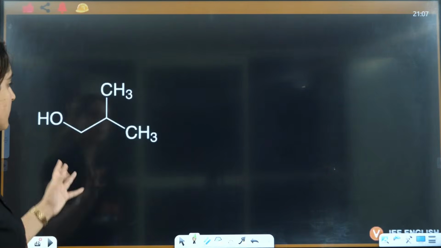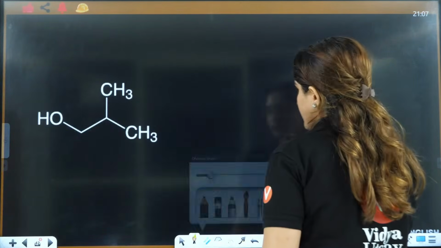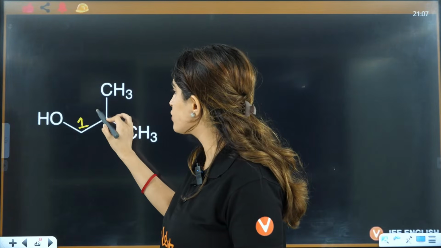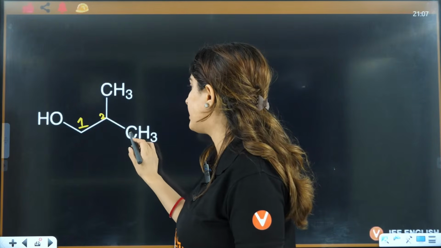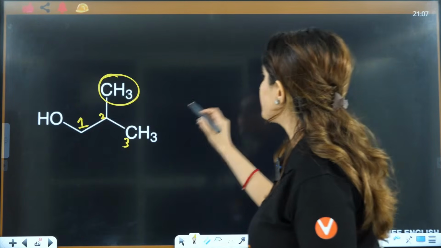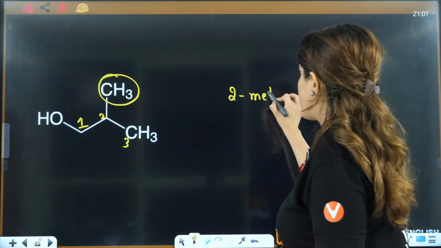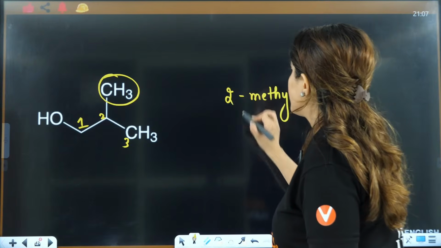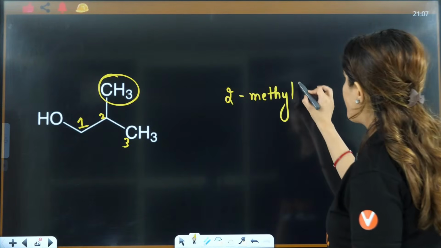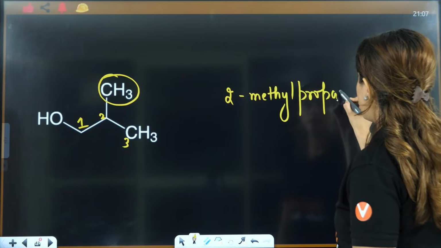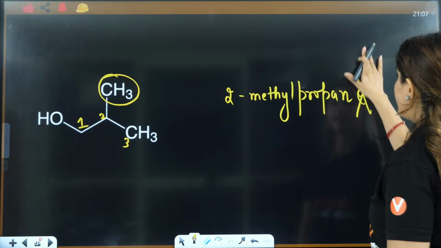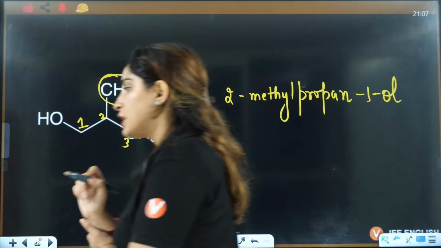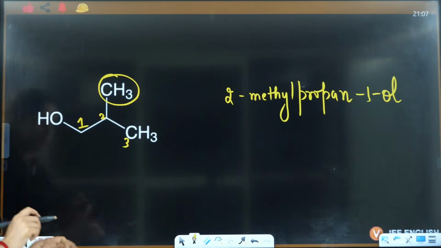Right. Next is this one, how will you number it? Oxygen does not have any carbon. So first carbon will be this one, 1, 2, either you can have 3 here or you can have 3 here. So on the second position you have methyl. So it will be 2 methyl, and here it is propane. Cancel E, you will have 1 ol. So you can write 2-methyl propanol, right?